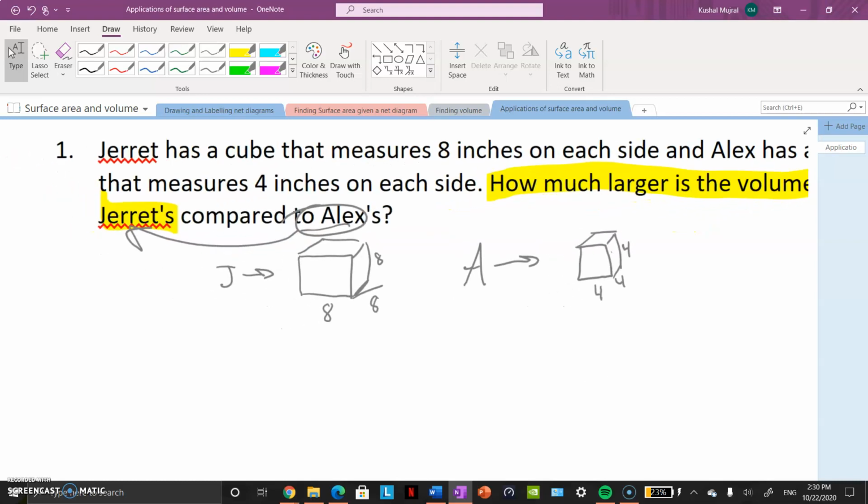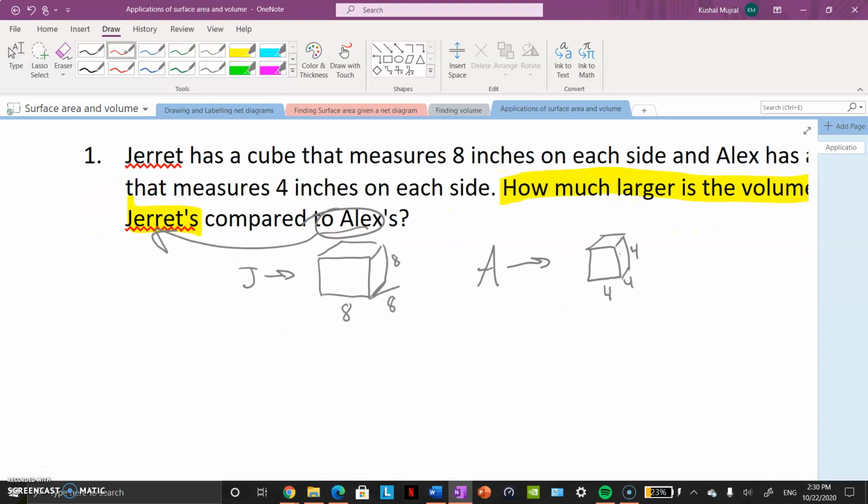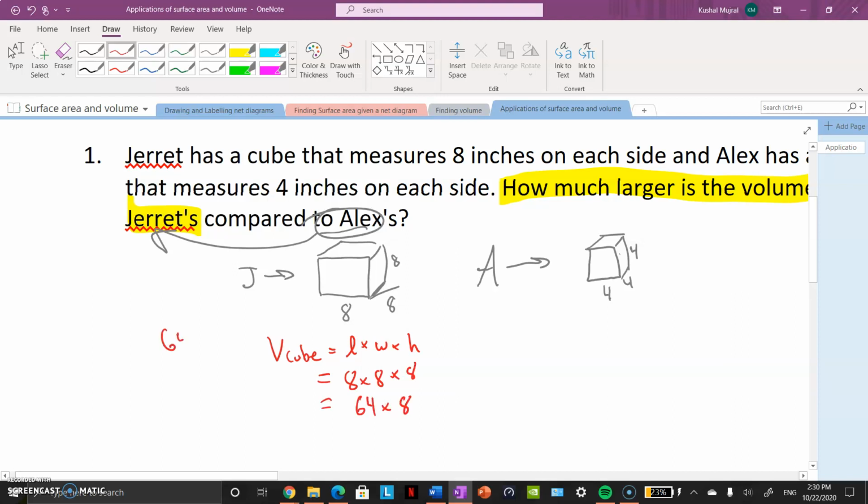So let's look at the volume of Jarrett's. So the volume of a cube is length times width times height, which is 8 times 8 times 8, which is 64 times 8. 64 multiplied by 8 is 512, which is 512 inches cubed, because we're talking about inches, right?